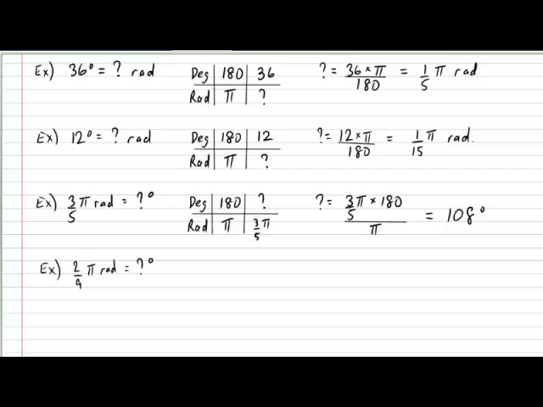Your work may look different from mine depending on how you prefer to solve direct proportions. My work looks like the following. My final answer came out to 40 degrees. Therefore, 2/9 pi radians is the same as saying 40 degrees. And that's all there is, ladies and gentlemen, to converting between degrees and radians.